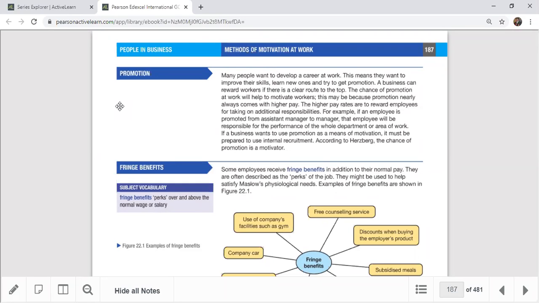According to Herzberg, the chance of promotion is a motivator. So Herzberg's factors are linked in there. Herzberg also mentioned the motivators and hygiene factors. Motivator factors are the ones called achievement, recognition, the work itself, responsibility, advancement, and growth. So responsibility and advancement mean the promotion chance. The chance of promotion is always a method of motivation.